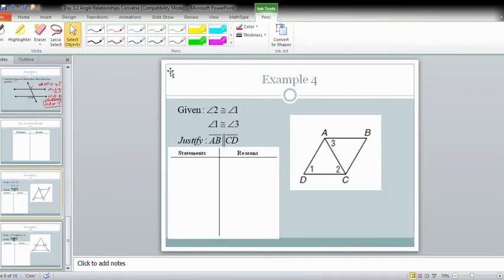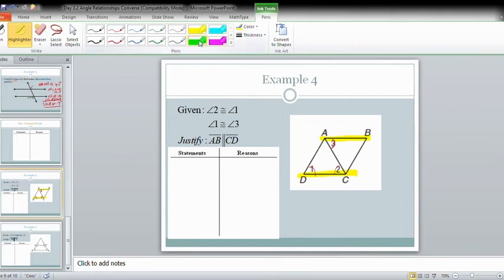So let's look at some of these. So I've got angle 2 over here, right, is going to be congruent to angle 1. So I can mark those congruent. And then it says that angle 1 is congruent to angle 3. So angle 1 is congruent to angle 3. Right? I am trying to prove that AB is parallel to CD. So let's highlight that, right? So AB parallel to CD, right?